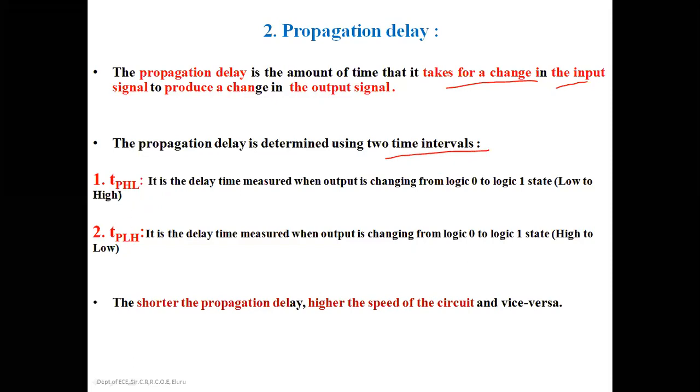And what is the TPLH? It is the delay time measured when the output is changing from logic 0 to logic 1, that is the low to high state. And the TPHL is the delay when the output is changing from logic 1 to logic 0, that is the high to low state. And it is always advantageous that the lower the propagation delay is, the higher the speed of the circuit.